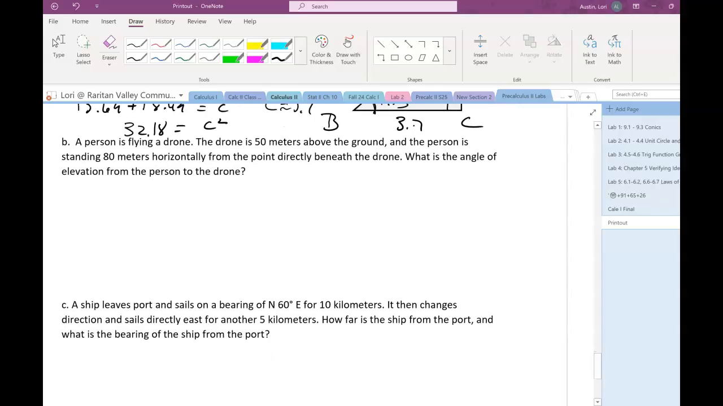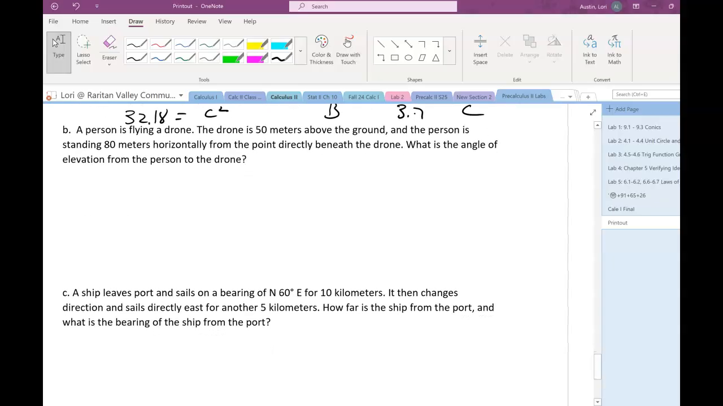All right, part B. So you might have to sketch it out. I do believe on the test I give you pictures, maybe there's one application problem where you have to do the pictures. It might be something like this. So a person on the ground, there's your person on the ground, is flying a drone. So your drone's out here somewhere, right?